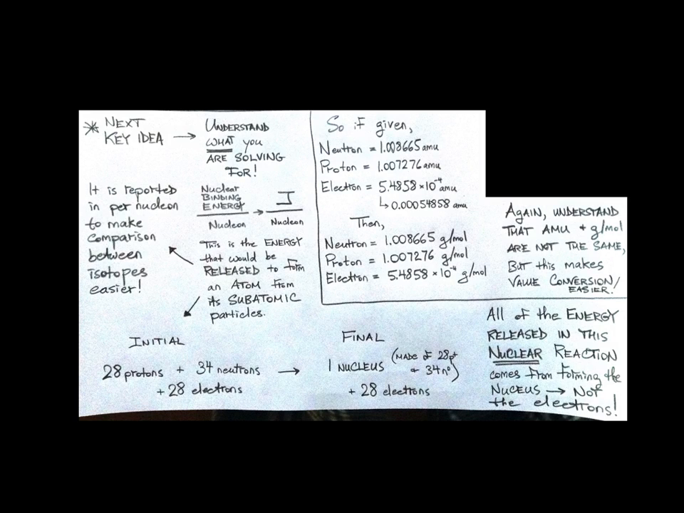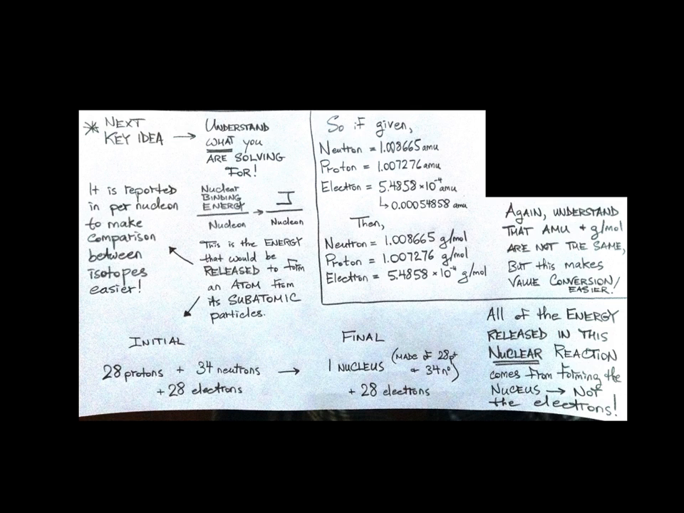So continuing to the right, if you're given a neutron weighing 1.008665 AMU and a proton weighing 1.007276 AMU, then that means that if you had 1 mole of neutrons, the molar mass of a neutron would be 1.008665 grams per mole of neutrons. And same thing with a proton, and same thing with an electron. Again, understand AMU and grams per mole are not the same, but understanding the relationship makes the value conversion incredibly easier.